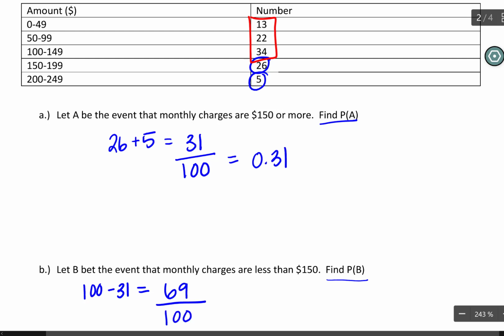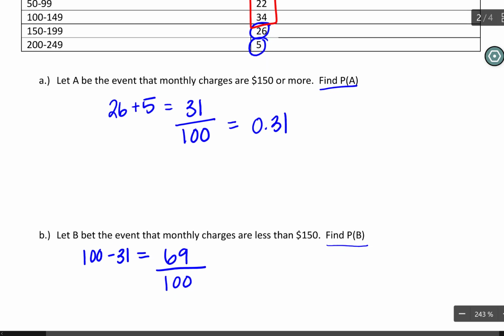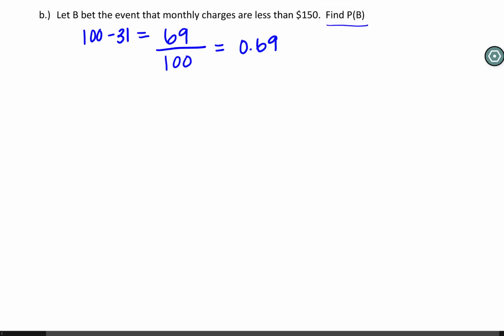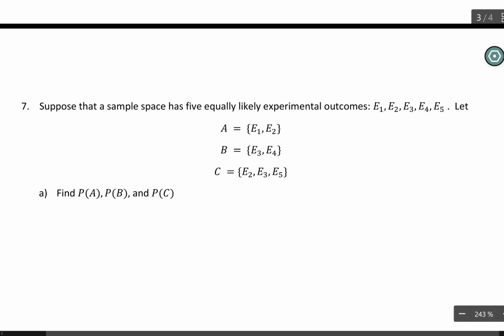But again, to get the probability, we need to divide that by the number of people that were surveyed, or the number of people that they collected data on, and we can see that 0.69 is our probability here. Now again, if we looked at this, 0.31 plus 0.69 gives us a total probability of 1.